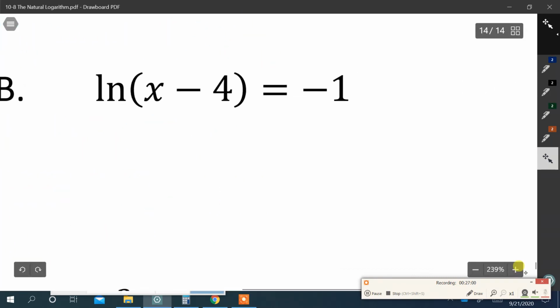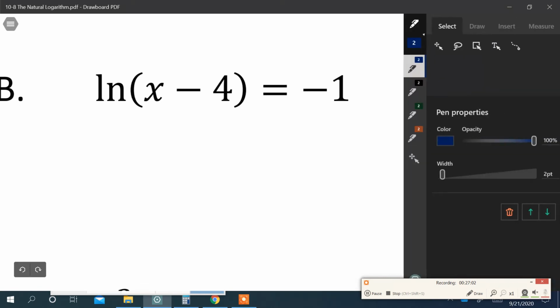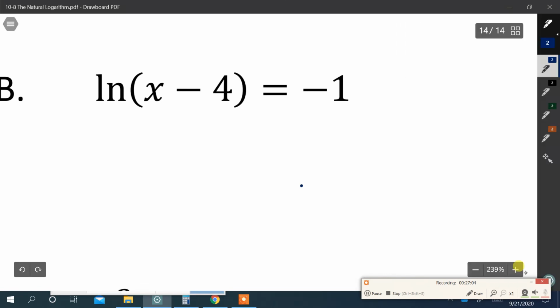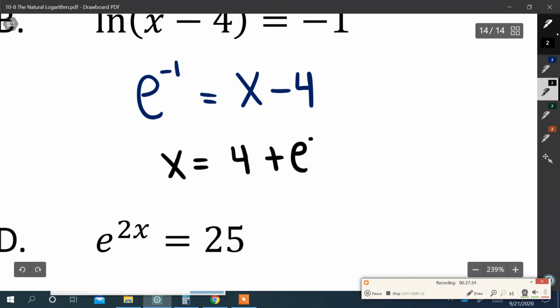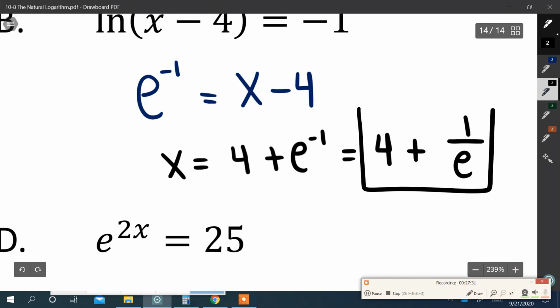Let's translate this one as well. We have e to the negative 1 is equal to x minus 4. And that means that the answer is going to be x is equal to 4 plus e to the negative 1. If you want, you can rewrite it like this: 4 plus 1 over e as well.